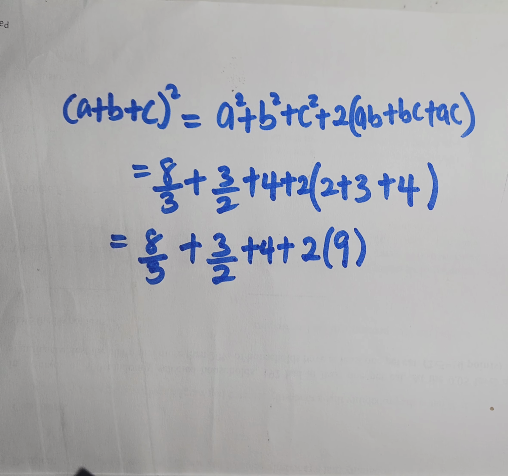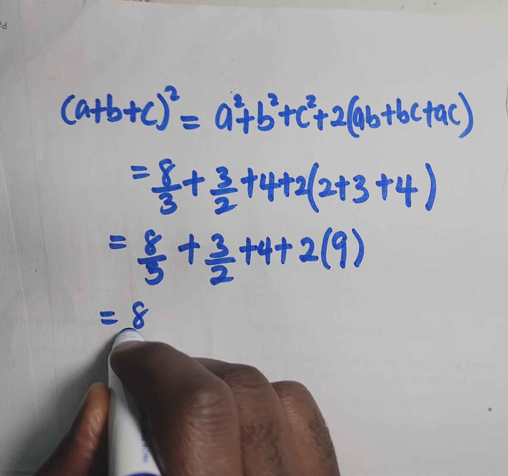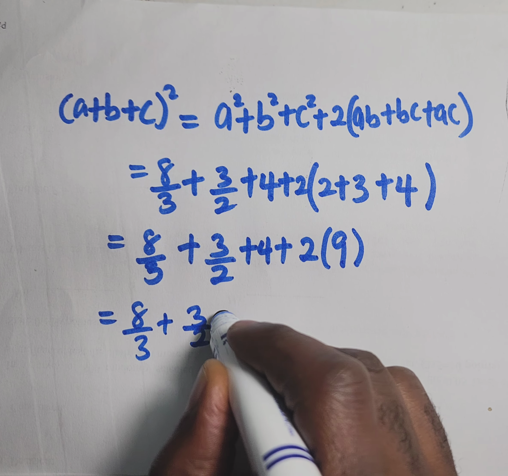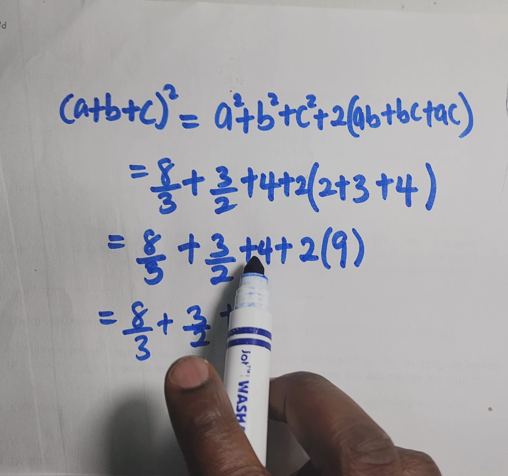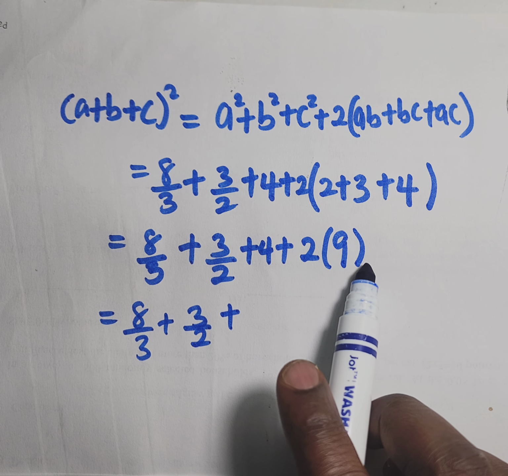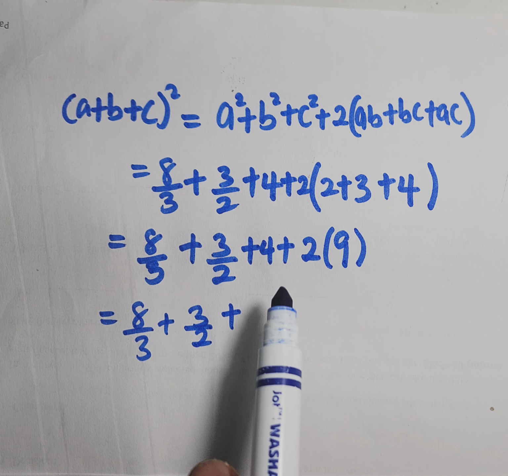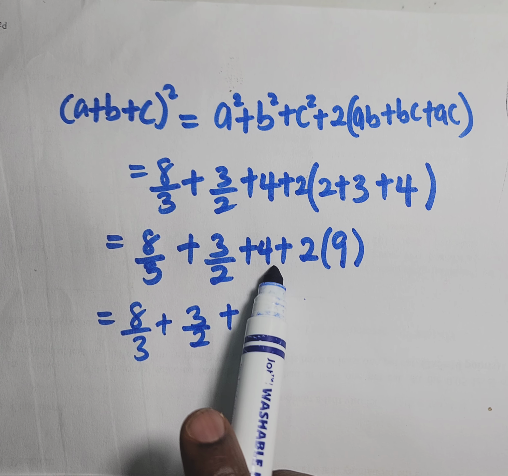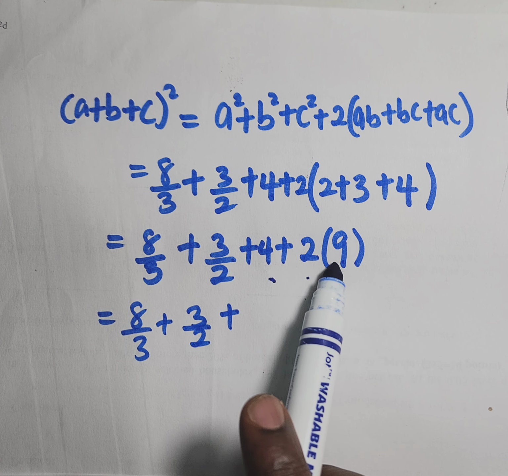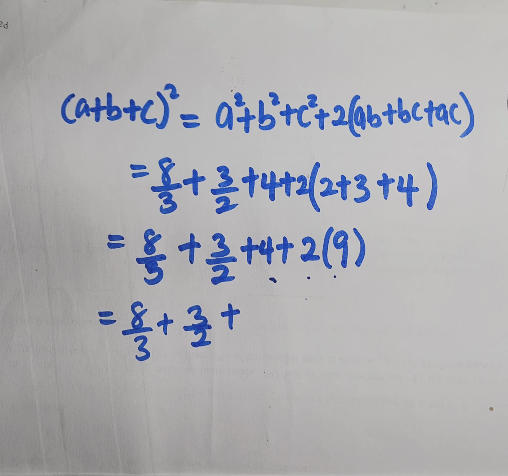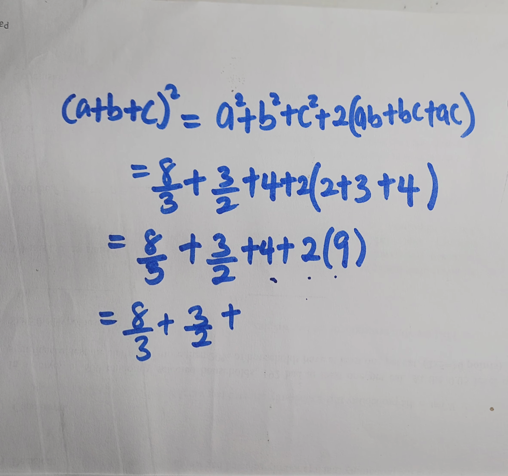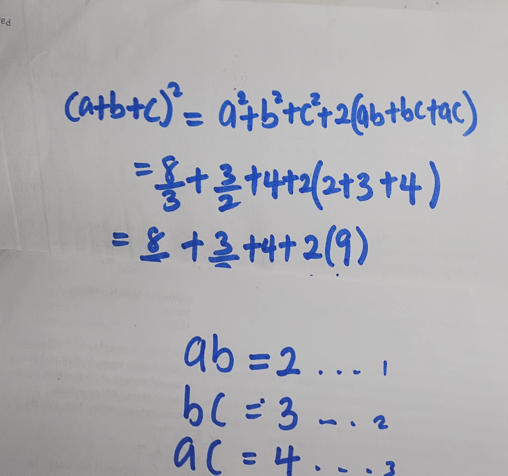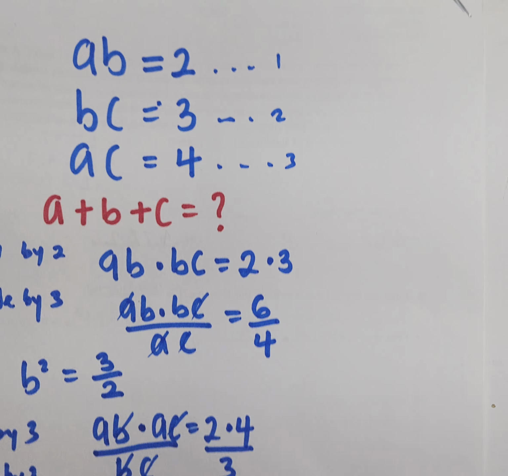Solving this forward, here I'm going to have 8 over 3 plus 3 over 2 plus, adding this together, here we should have, this is 4, and 2 plus 9 should be 18. A little correction from here.